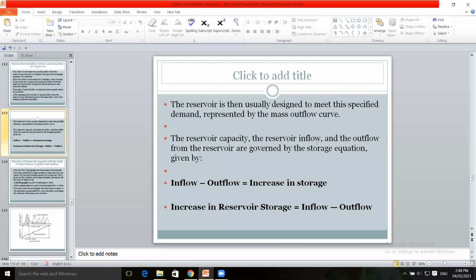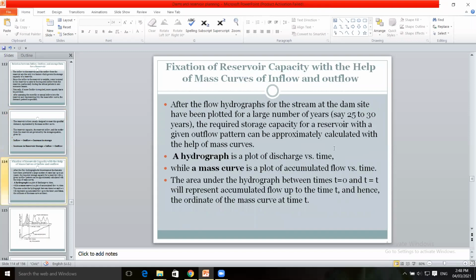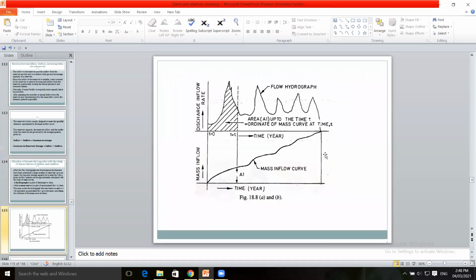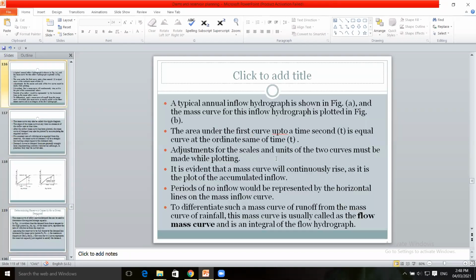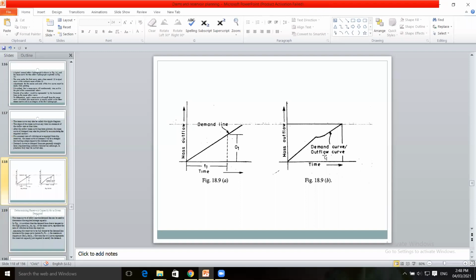पाण्याची पातळी किती वाढलेली आहे किंवा कॅपॅसिटी कितीने वाढलेली आहे ते कशावरनं पाहायचं? बाय नोइंग दिस इनफ्लो अँड आउटफ्लो कर्व, मास इनफ्लो कर्व अँड मास आउटफ्लो कर्व. This is the mass inflow curve and mass outflow curve. यामध्ये दाखवलं पहा तिथे mass outflow curve. This काय? Outflow curve, demand curve. On the y-axis mass outflow is plotted, on the x-axis time in the year or month is plotted. This curve is a straight line.